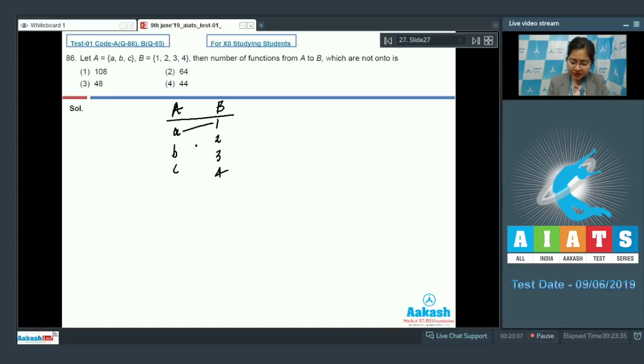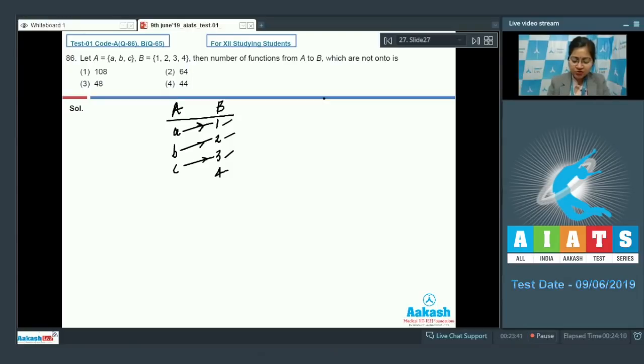So let us say we have anything like this. Then as an element of A cannot bind with two elements of B, one element of B will always be left. But for an onto function, all these elements should be associated. So that is not possible, which means that the number of onto functions in this case is 0. So we have to find here the total number of functions.